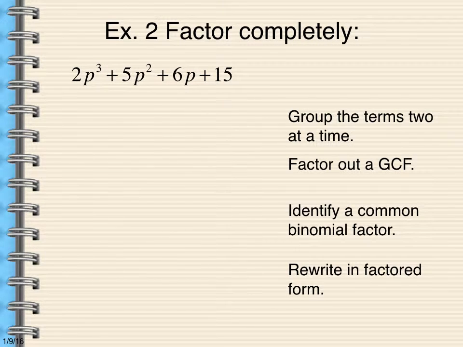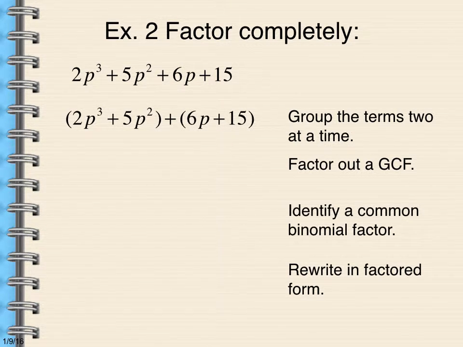Again, there are 4 terms. There is not a greatest common factor that I can take out of all 4 terms, so we will follow the steps we used in the last example. We'll put parentheses around the first and the second, and the third and the fourth terms. Most of the times you can just use the order that's given. We will factor out a GCF.